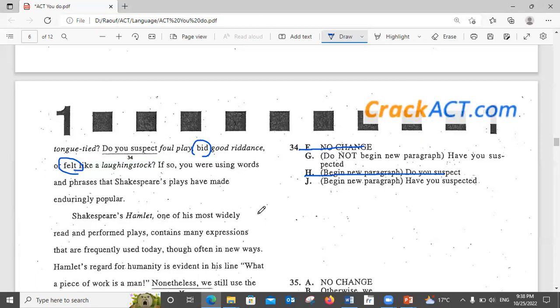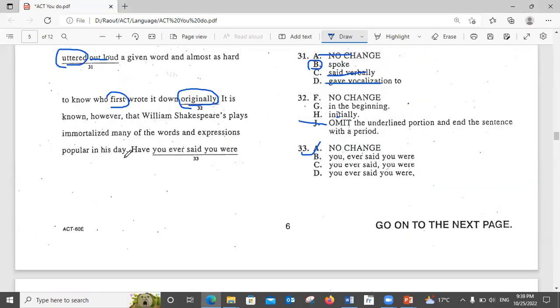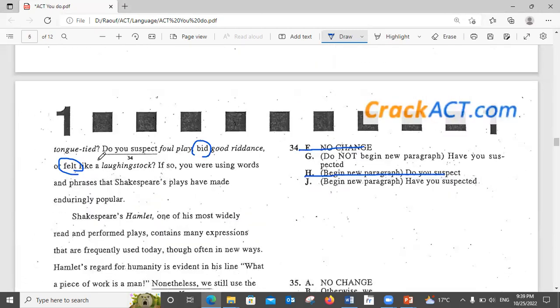What's the difference between G and J? G says do not begin a new paragraph, which means the sentence is the same as what's being discussed before. J says begin a new paragraph, which means you are starting to introduce a new idea, different from the idea that has been explained before. Just go back a little, one or two sentences. William Shakespeare's plays immortalized many of the words and expressions popular in this day. Have you ever said you were tongue twisted? Do you suspect, or have you suspected foul play, bid good riddance, felt like harmonica? If so, you were using words and phrases.